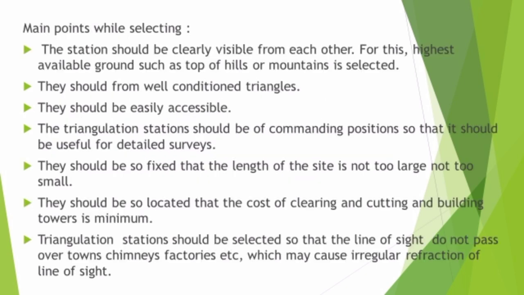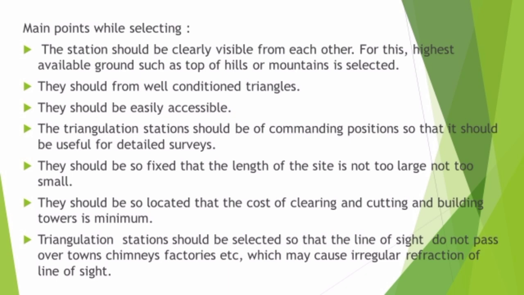So, these are the main points for selecting stations. First point, the stations should be clearly visible from each other. Intervisibility should be there. For this, highest available ground will be selected, obviously. Second point, they should form well conditioned triangles. Third one, they should be easily accessible. The triangulation station should be in a commanding position so that it can be useful for detailed surveys. They should be so fixed that the length of the side is not too large, not too small.